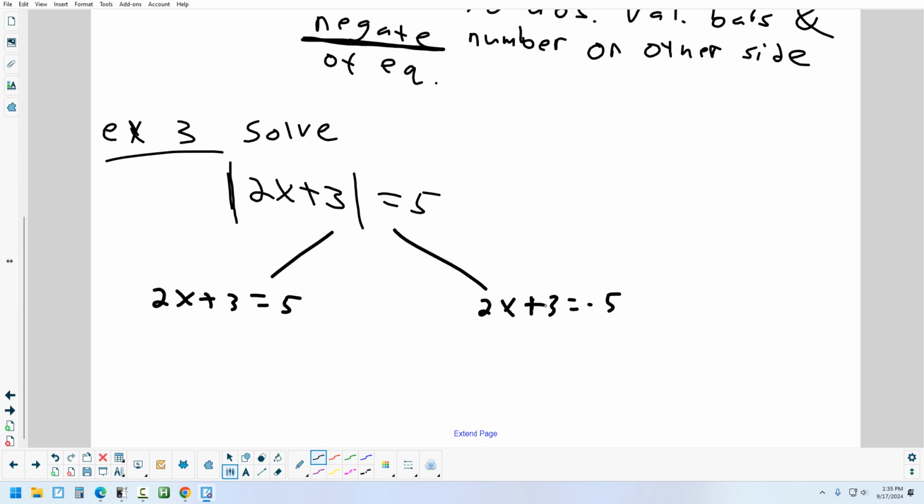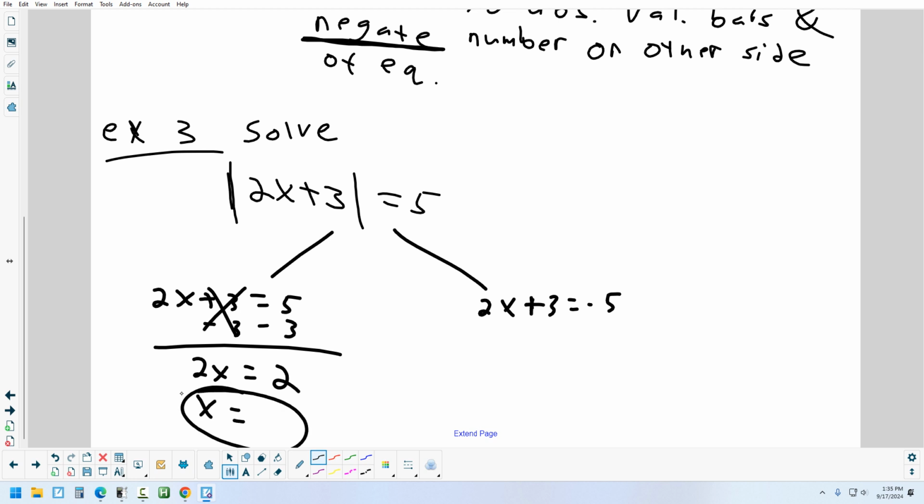And how would you solve the one on the left? You subtract the 3 on both sides. Okay. So 2x equals 2. Then divide by 2 on both sides. Divide by 2. Would it be? Yep, x would be 1.